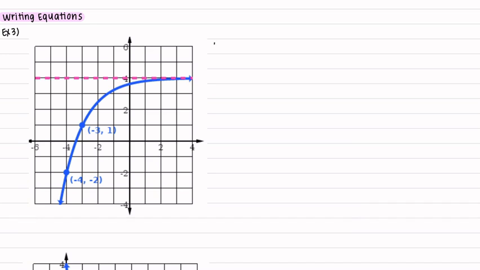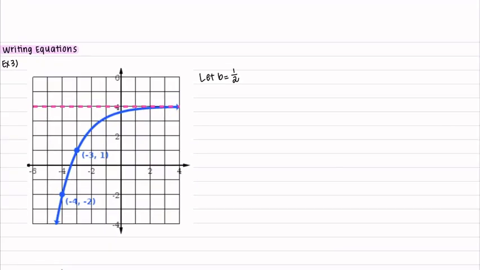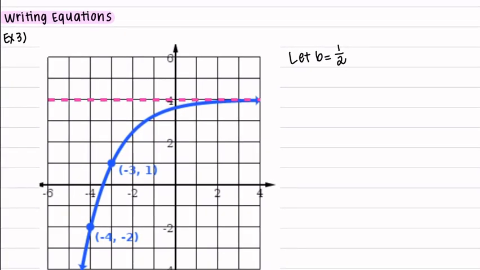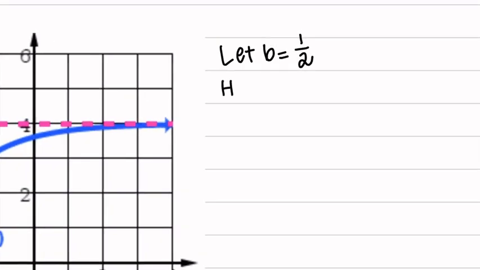So for this problem, I need to tell you what your base is. We're going to let b equal 1/2, a base of 1/2. And I can see that because it levels off on the right, it is a decay. It's just been reflected. And we'll go about solving this just like we did the problems yesterday. So I know that my horizontal asymptote is at y equals 4. And that tells me my graph has been moved up 4. So that's the k value. K equals 4.